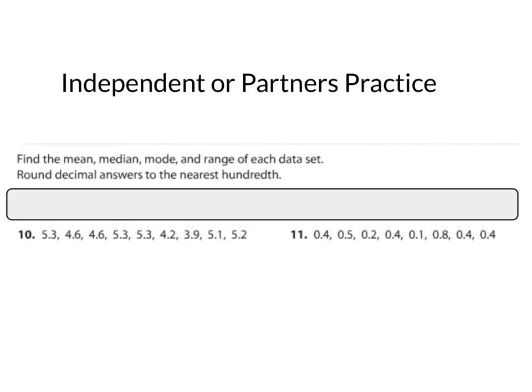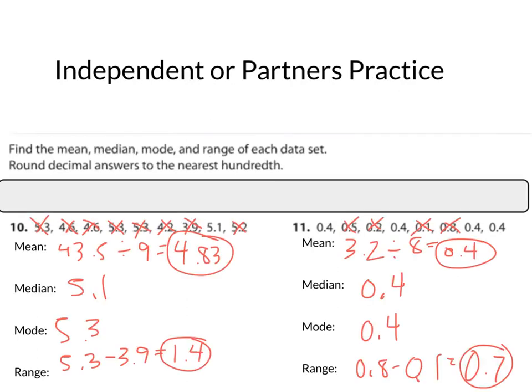Please continue to use your calculator to find the mean, median, mode, and range for each of these. Round your decimal answers to the nearest hundredth. Showing you the answers for both in 3, 2, 1. And there are your answers for both problems. Moving on in 3, 2, 1.